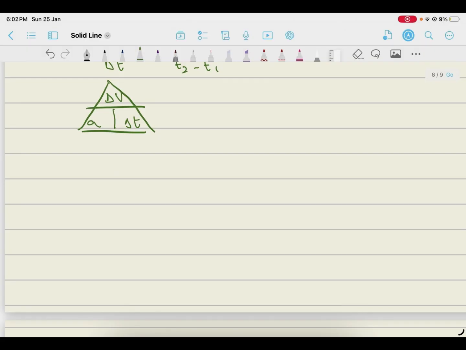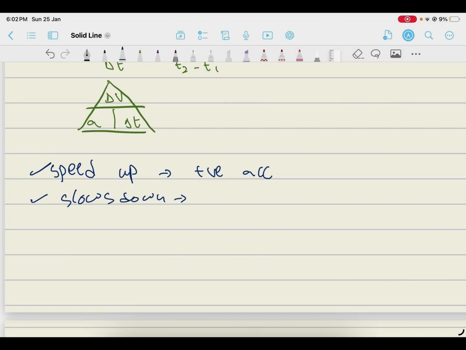When there is any change in velocity, if it speeds up, if a car for example speeds up, that will be positive acceleration, and if it slows down, it will be known as deceleration. Deceleration is negative acceleration.